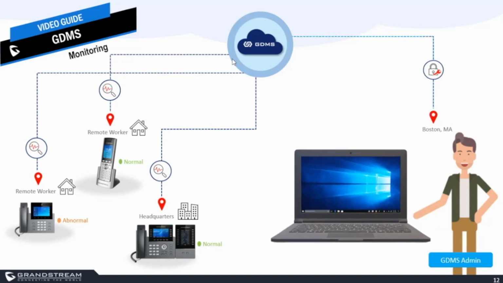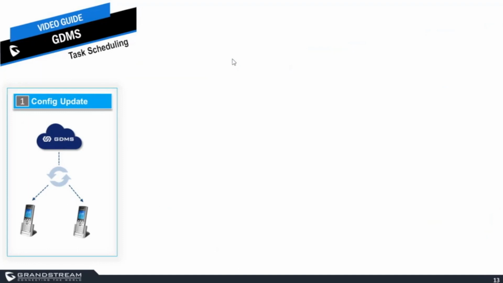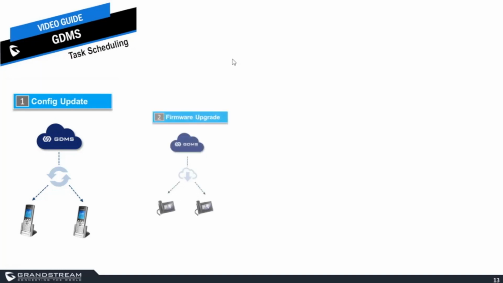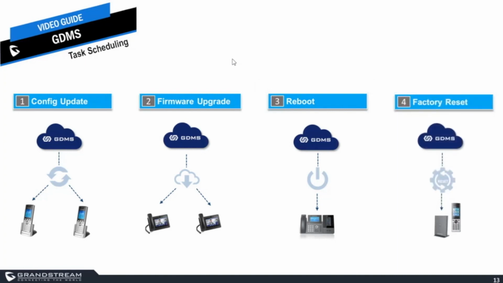The GDMS interface offers multiple display options that are designed to help the account administrator monitor the status of deployed devices in real time. The task management tool allows users or administrators to schedule certain tasks, such as configuration updates, firmware upgrade, reboot, and factory reset. The task management page displays all queued and completed tasks that have been scheduled.